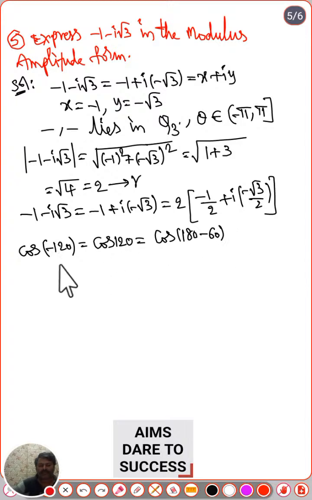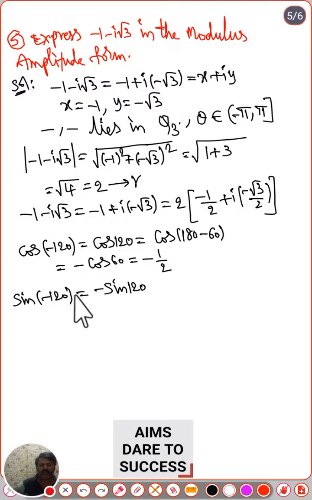Okay, cos of 180 minus 60 is minus cos 60, which equals minus 1 by 2. It is matching. Now we will take sine of minus 120. Sine of minus theta is minus sine theta, so sine of minus 120 is minus sine 120.